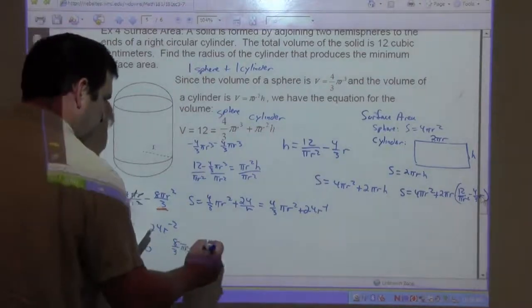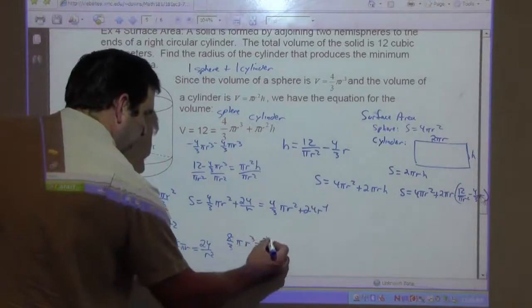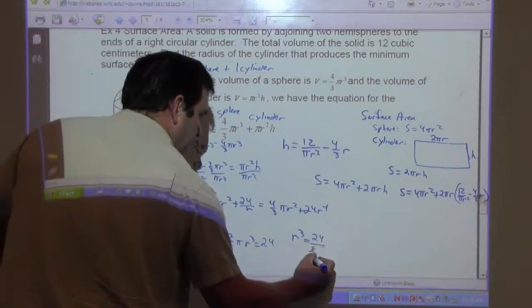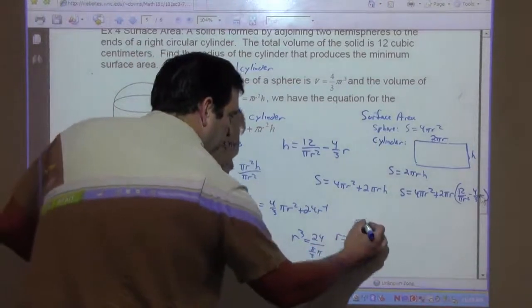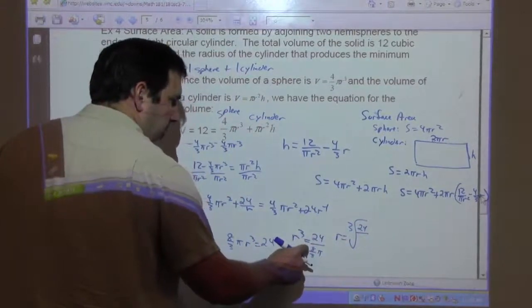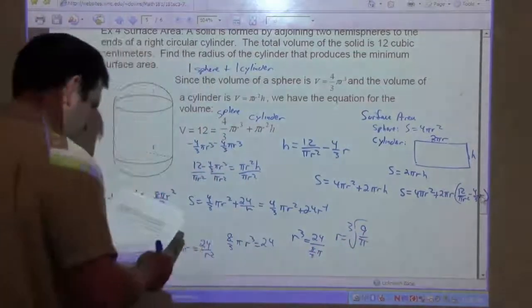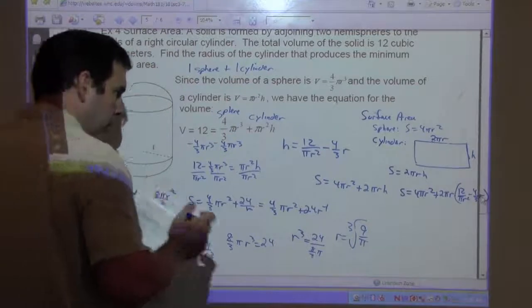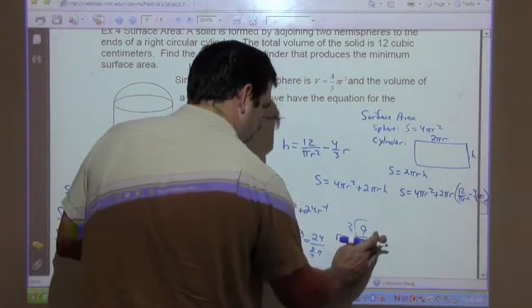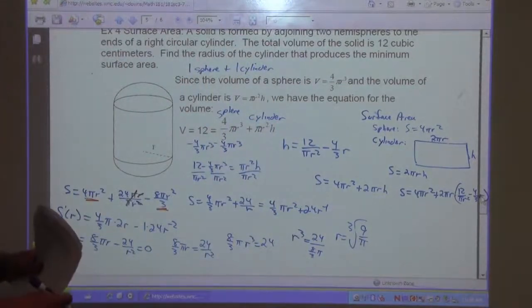Multiplying both sides by r squared, we'd have 8/3 pi r cubed equals 24. So that r cubed equals 24 over 8/3 pi. And r would be the cube root of 24 over, well, 24 divided by 8 is going to be 3. That's just going to be 9 over pi, right? And we're looking at there. Let's leave it like that. The cube root of 9 over pi.